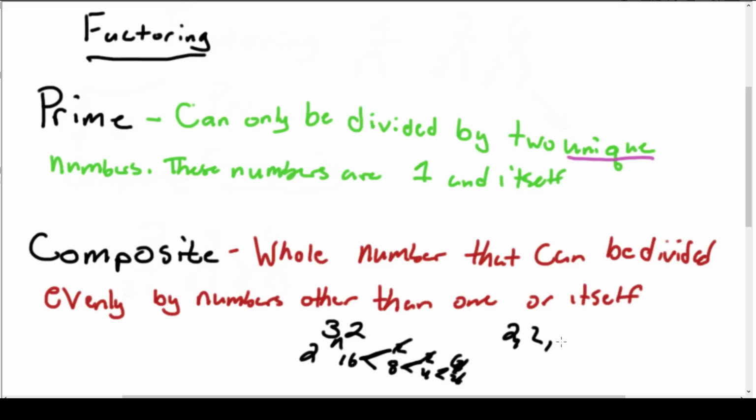2, 2, and 2. So what we're showing here is that 2 times 2 times 2 times 2 times 2 should be 32, or 2 to the 5th power is 32. 2, 4, 8, 16, 32. That is correct, and that's how you start factoring.